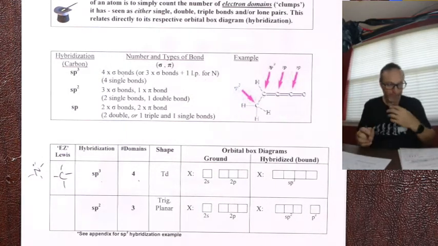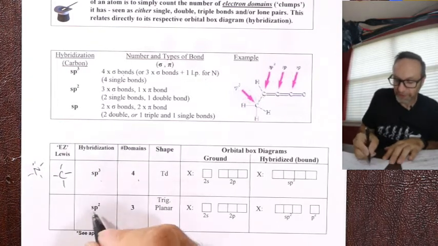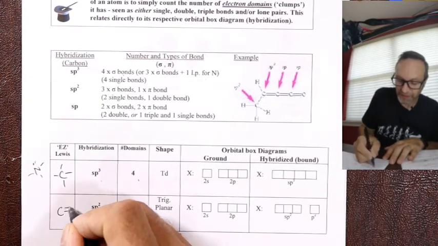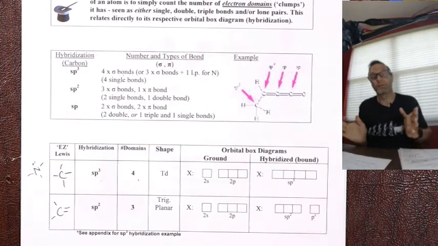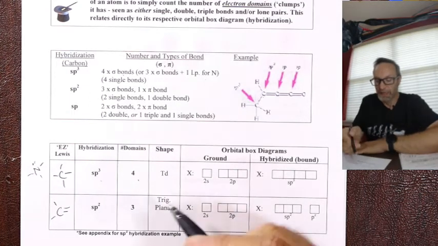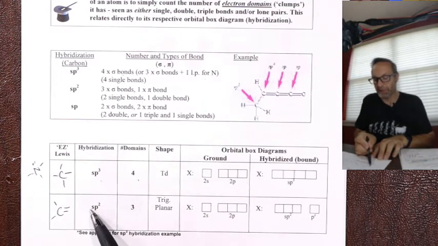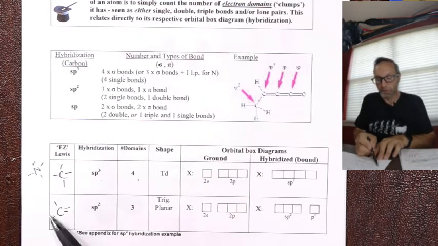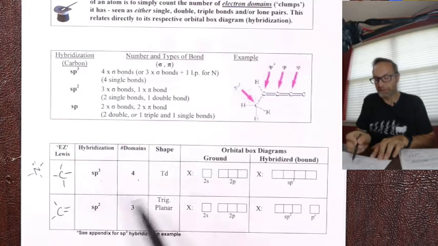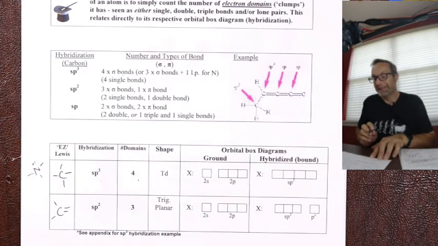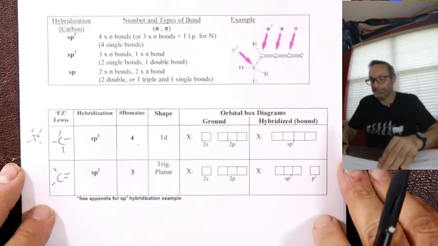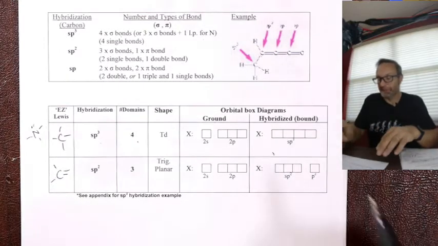It'll make sense. All right, if we do sp2 down here, that's 1, 2, 3, so that's carbon with 3 clumps. 4 sticks, 3 clumps. Domains: 4 for sp3, 3 for sp2. Trigonal planar arrangement around carbon, tetrahedral arrangement around carbon. Now, this is where it gets interesting, right? We'll come back to this in a second.